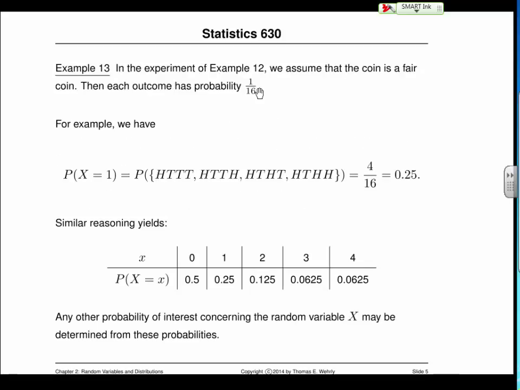Okay, so if we go back to our experiment in example 12, we assume that we have a fair coin, then each outcome has probability 1/16. So this is what we just looked at. The probability that x equals 1 is 4/16, or 0.25.